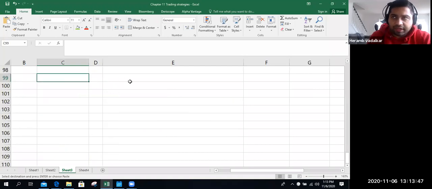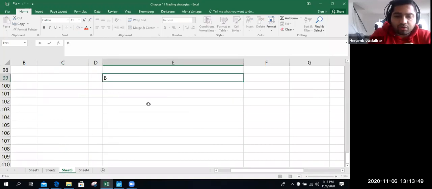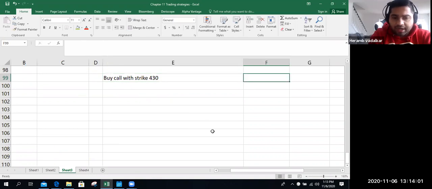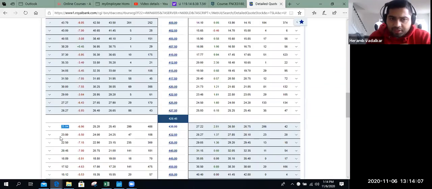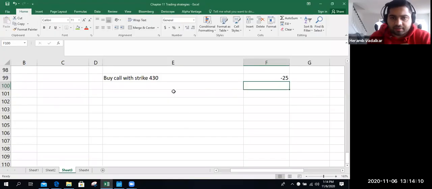So we are creating a bull spread. So what do you do? Buy a call with strike price 430. Okay. So you buy a call, so you pay premium. So $25 is the premium paid. This option had a premium of 25 bucks.